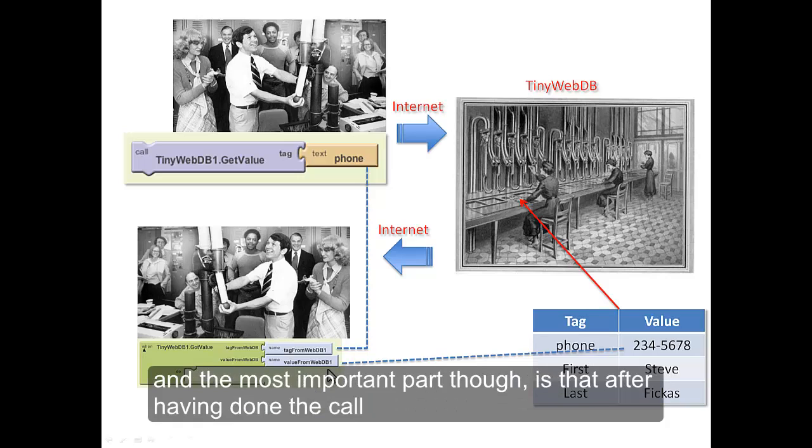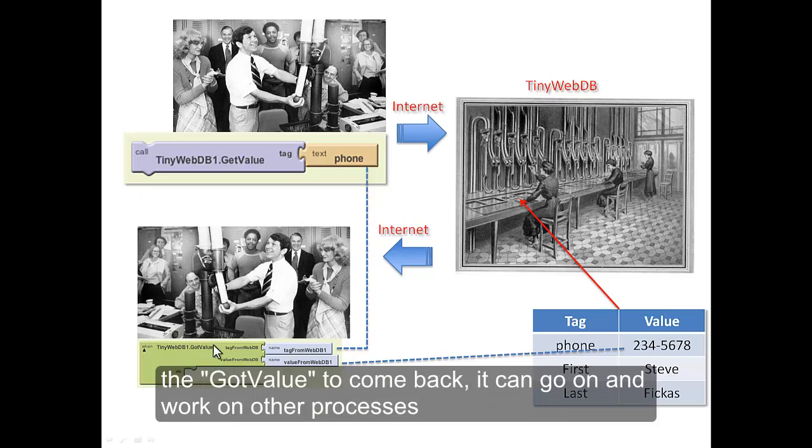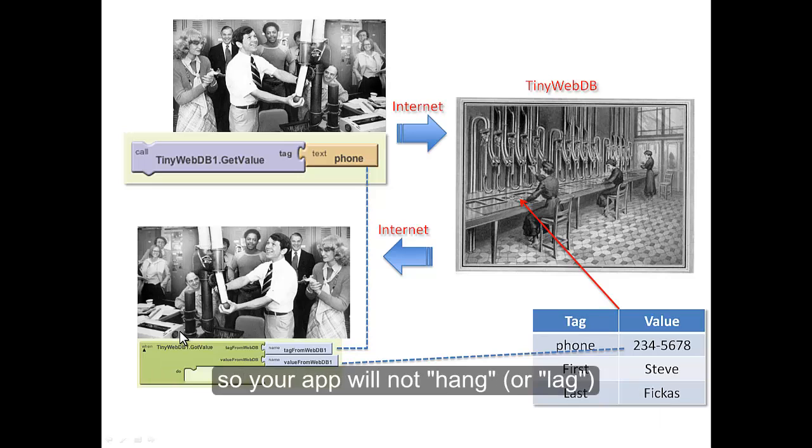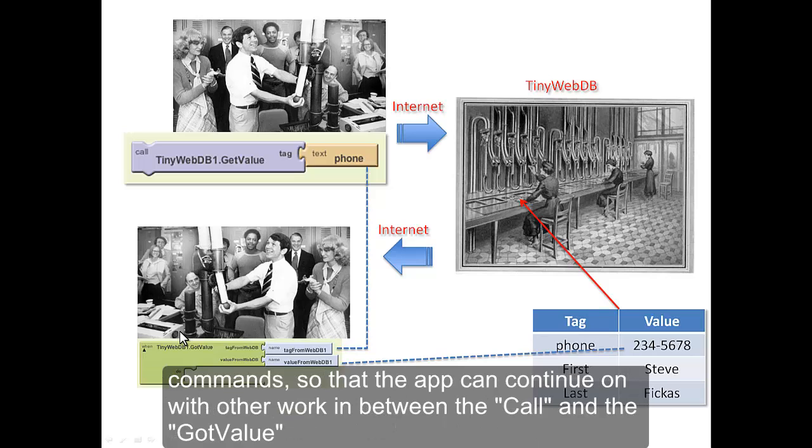And the most important part, though, is that after having done the call, the app doesn't have to wait around for the got value to come back. It can go on and work on other processes. So your app won't hang. Otherwise, it would stop for maybe a second or two and just freeze and wait for the command to come back. So we break it up into two commands so that the app can continue on with other work in between the call and the got value.